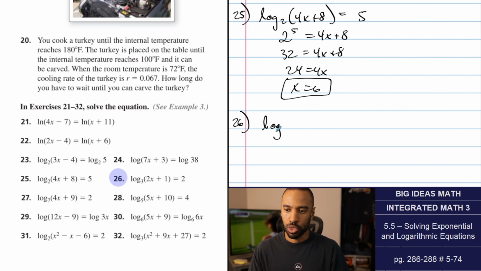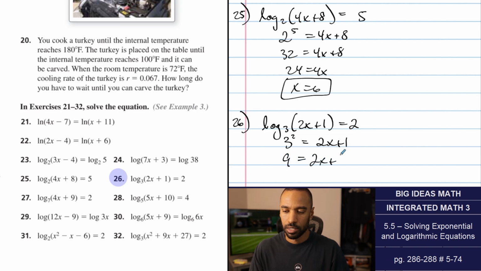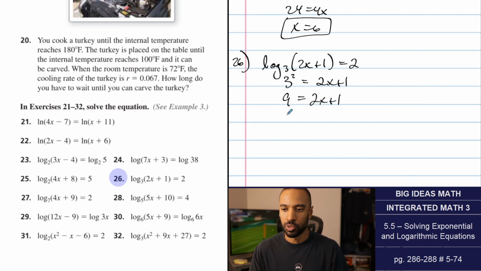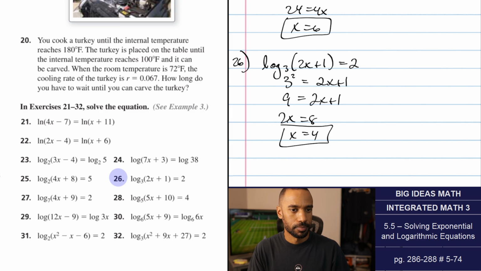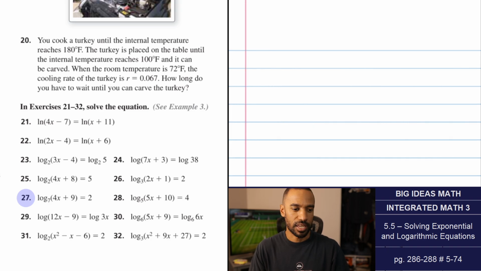Log base 3 of 2x plus 1 equals 2. Rewrite this as 3 to the 2nd power equals 2x plus 1, or 9. Subtract 1, divided by 2. And all is well there. Hopefully the speed is okay, at least when we hit the algebra afterward. Number 27.